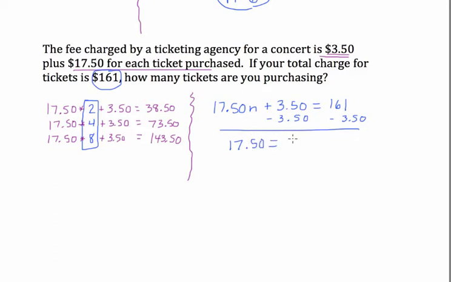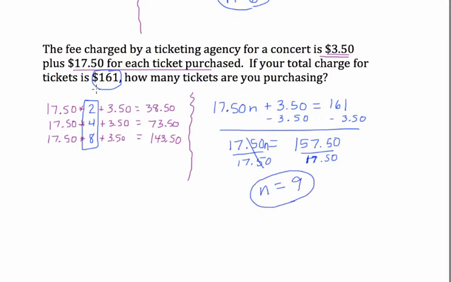I used a calculator to help me with some of the subtracting and dividing. Oops, forgot the n. So then to solve for n, I divide both sides by 17.5. So in a calculator, 157.5 divided by 17.5 equals 9. If you spend $161, you bought 9 tickets.